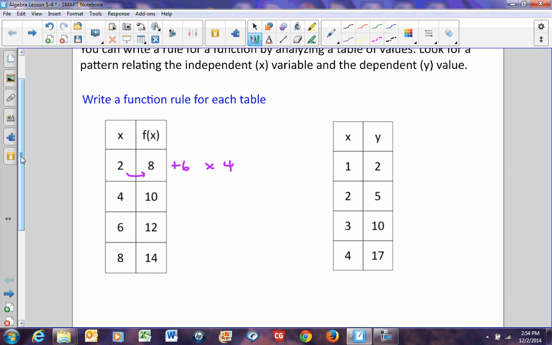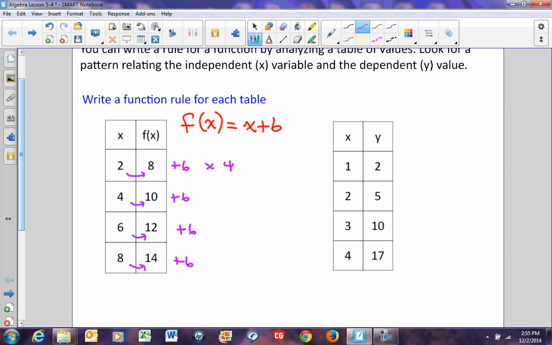From 4 to 10, I'm either going to add 6, but there's nothing really I can multiply by. 6 to 12, I'm going to add 6. And 8 to 14, I'm going to add 6 again. If you're going to add something, that simply is exactly what your rule is. Every single time I'm just going to add 6. To get f of x, I add 6 to whatever my x value is. Therefore, my function rule would be f of x equals x plus 6.